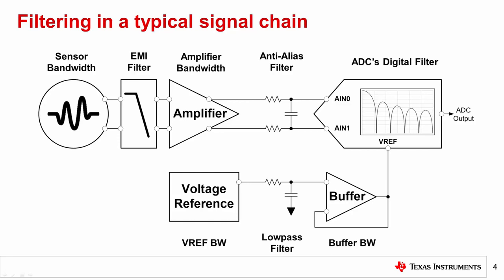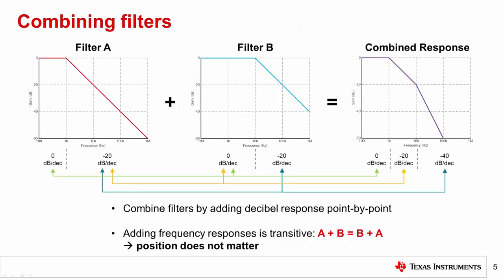To answer these questions, it is necessary to understand how to combine different filtering sources using frequency response plots. Shown here are two arbitrary frequency response plots for filter A in red and filter B in blue. Filter A could represent the EMI filter shown on the previous slide, while filter B could represent the anti-aliasing filter, for example. To determine the cumulative effect of both filters, you can combine them by adding their decibel responses point by point. The purple plot on the right side of the screen represents this combined response.